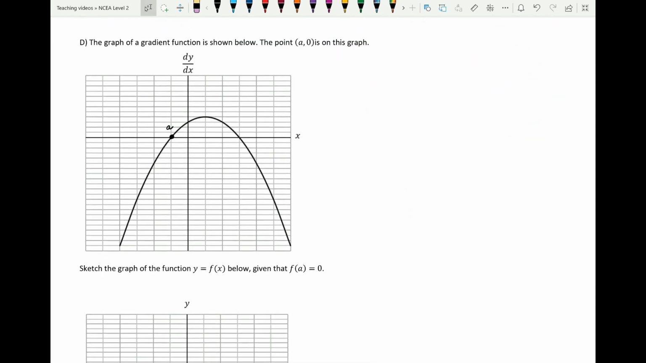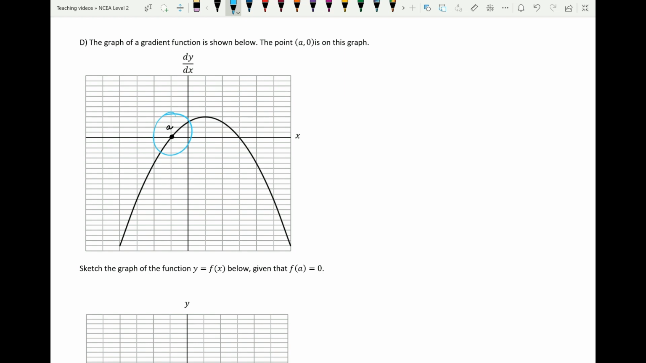Okay, on to question D. The graph of a gradient function is shown below. The point (a, 0) is on this graph. So there is that point, (a, 0). So a being the x-coordinate, 0 is the y-coordinate, because it's sitting on the x-axis. Sketch the graph of the function y equals f(x) below, given that f(a) equals 0.